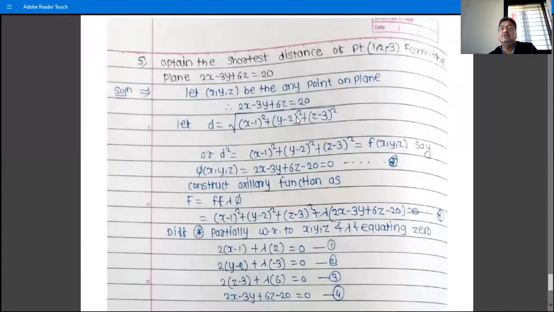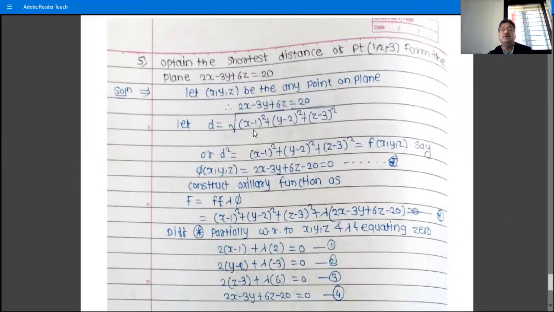If the point is 1, 2, 3, then this answer is correct. But I think it is the point 1, 2, minus 3. If there is minus 3, then write z plus 3; if there is plus 3, then write z minus 3. So this is the distance of this point from the point x, y, z which lies on the plane.